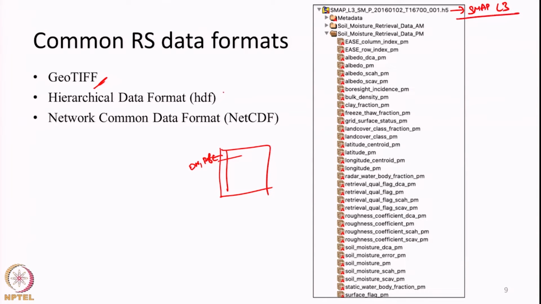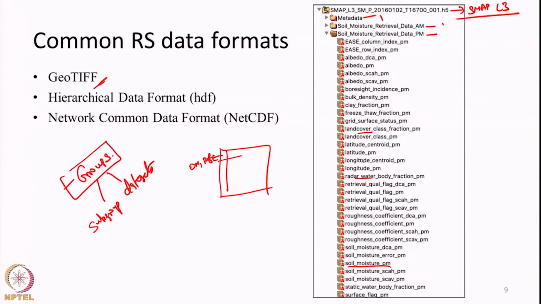Hierarchical data format basically contains groups as its primary object. Within the groups there can be further subgroups or the actual data sets. Here, if you look, it has 3 groups. Metadata is one group, soil moisture retrieval data AM is one group, PM is one group. Within these you can have several other data sets or subgroups. For example, land cover class, latitude, longitude, water body fraction are all data. Soil moisture itself is a data set.